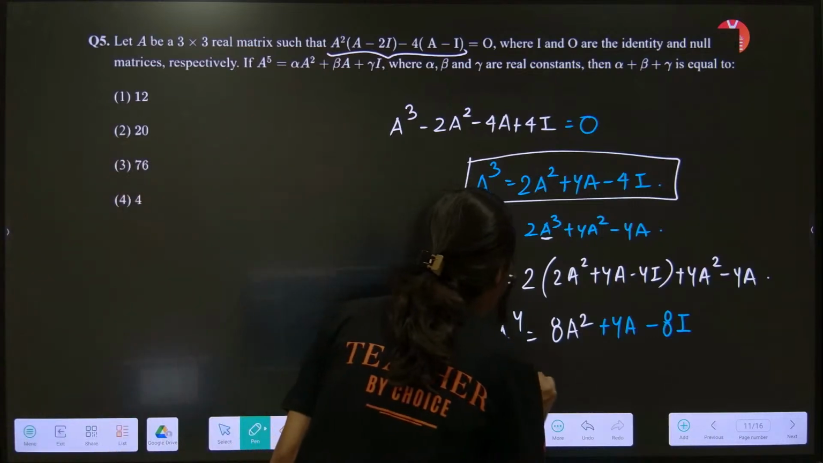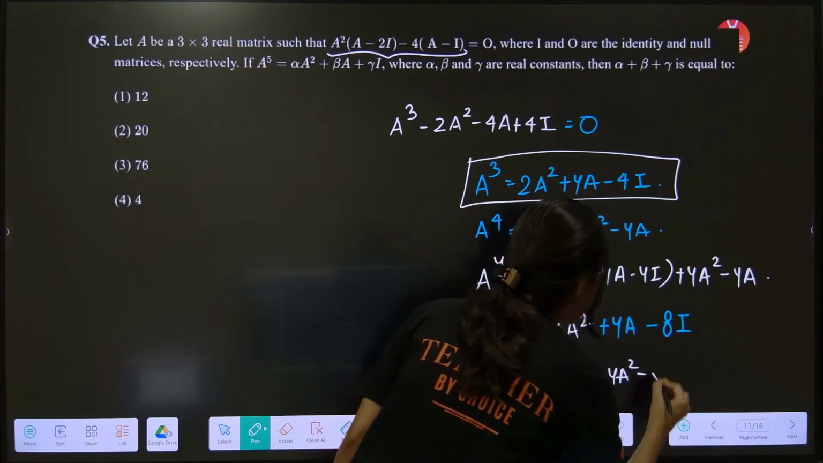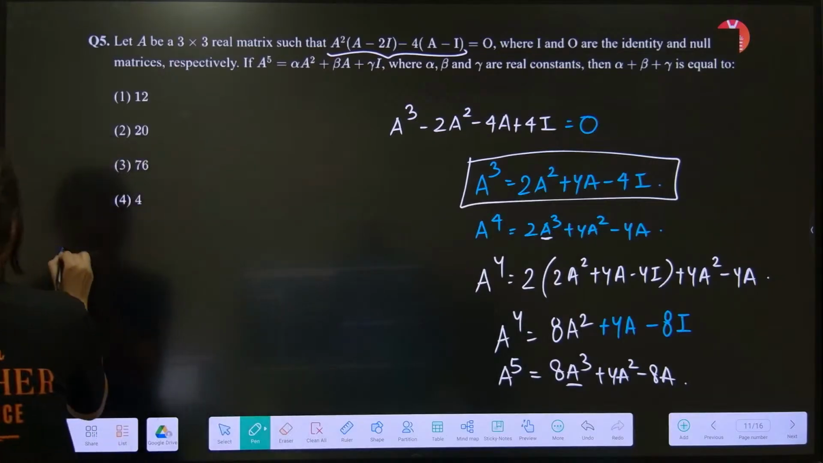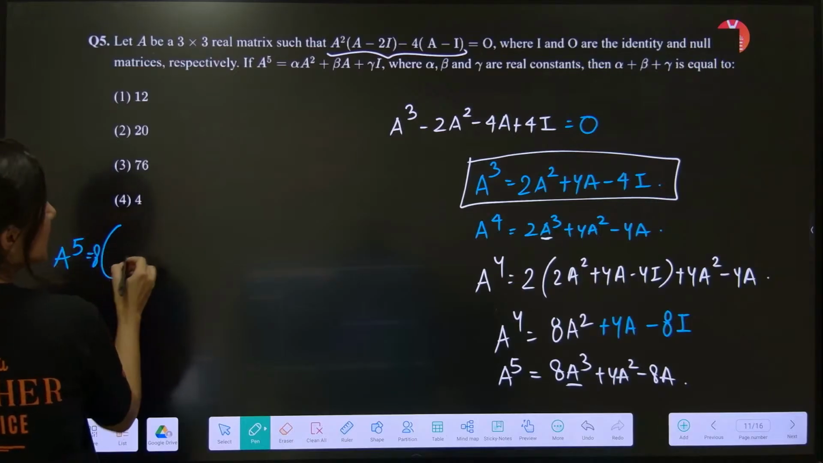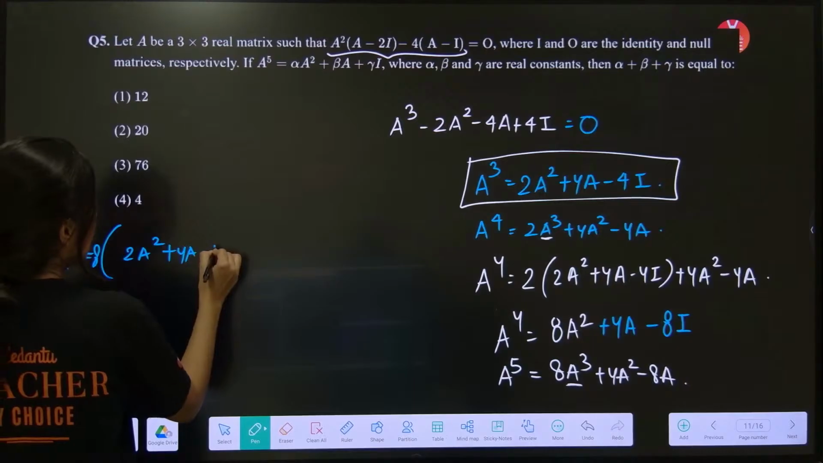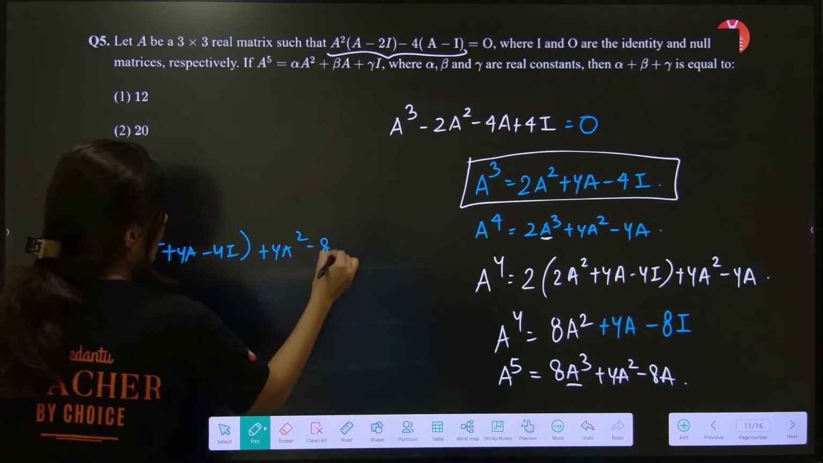In similar manner, we need to go one step higher and multiply a. So it is going to be a power 5, 8a cube plus 4a square minus 8a. In similar manner, just put the value of a cube over here. So finally, a power 5 is equal to 8 is already outside. The value of a cube, let's put it over here. And rest everything will be like this.